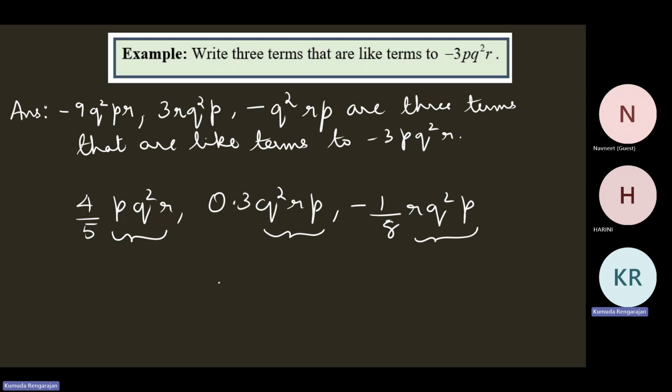But if you write 0 p q square r, this is wrong because 0 means the whole thing is 0. 0 into anything is 0. So you cannot write 0 pq square r. This entire thing is 0 then.